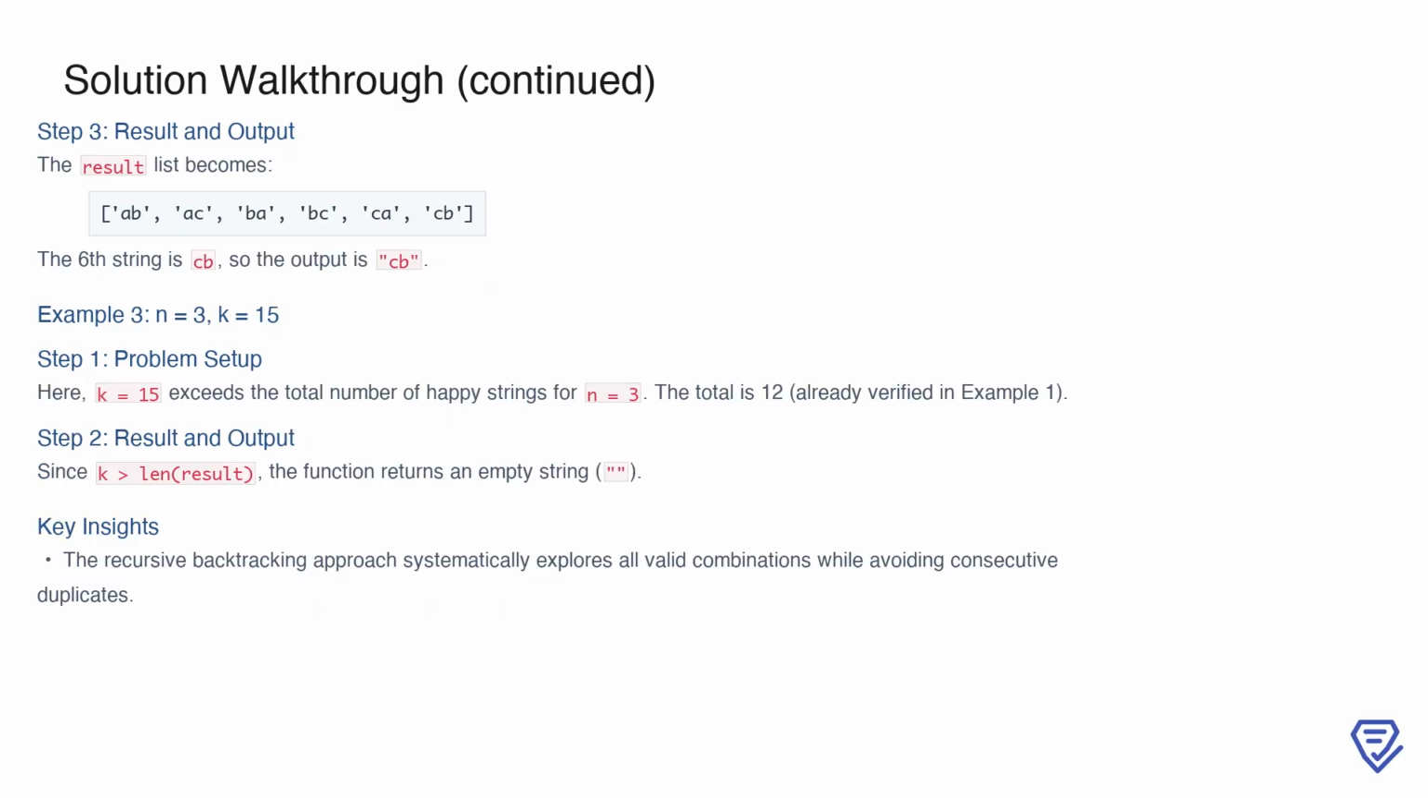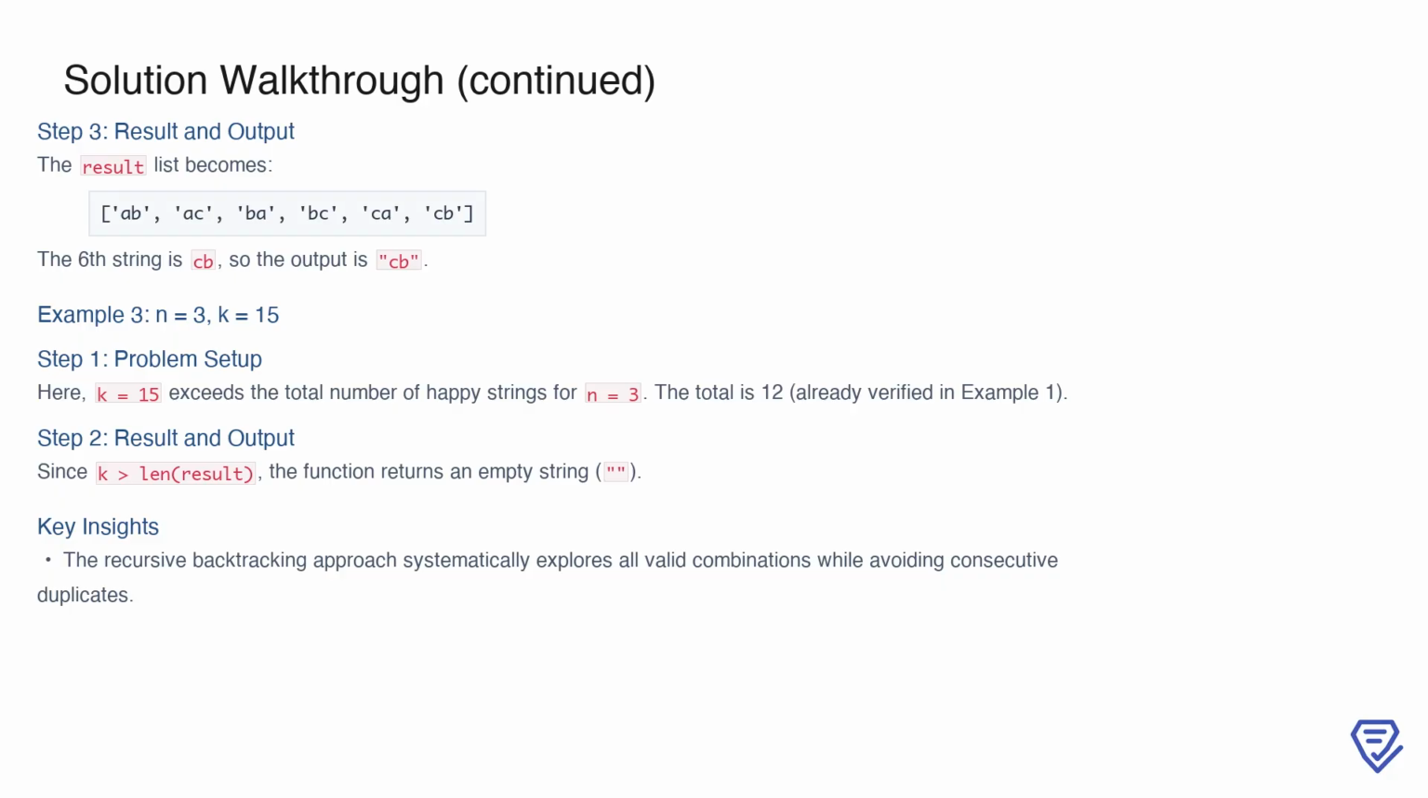After completing the recursive backtracking process for n equals 2, the result list contains the strings AB, AC, BA, BC, CA, CB, arranged in lexicographical order. For this example, we are tasked with finding the 6th string. Since the list is 1-indexed, the 6th string is CB, which becomes our output.